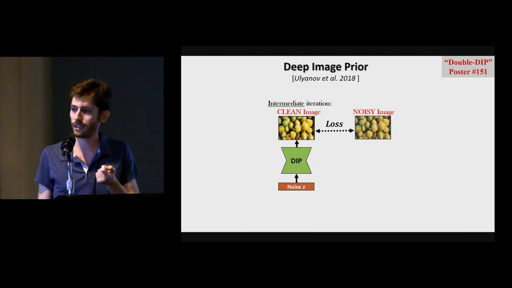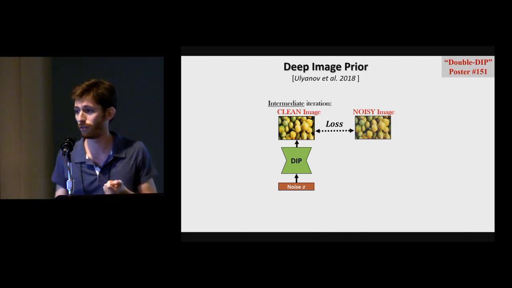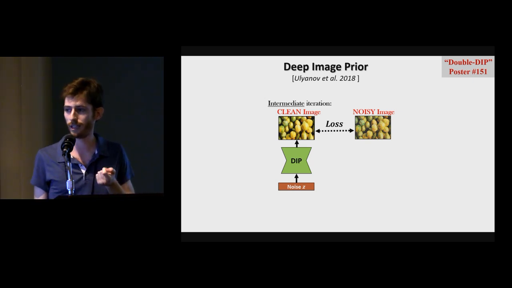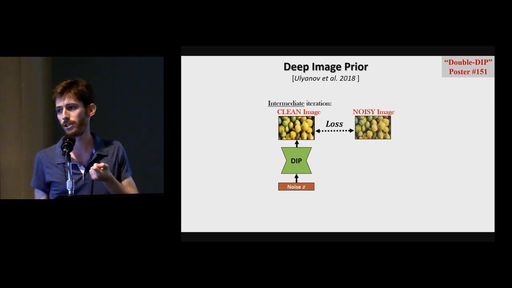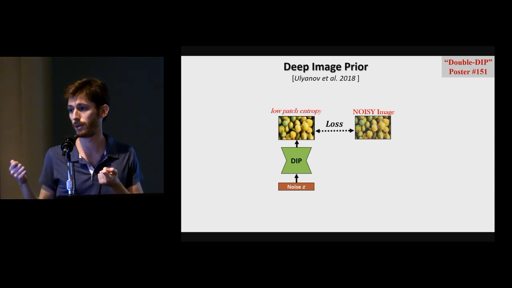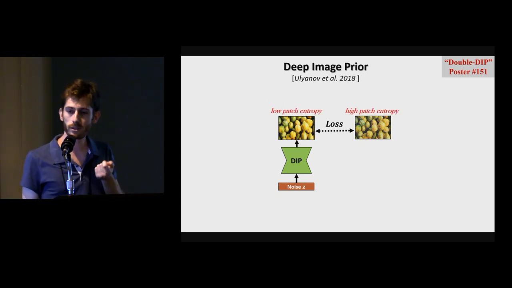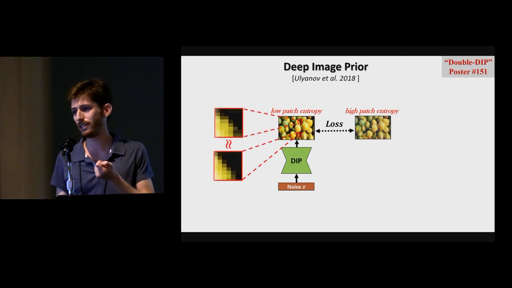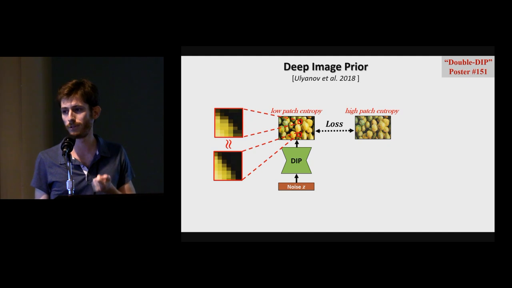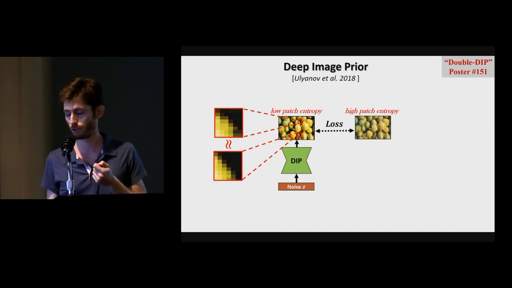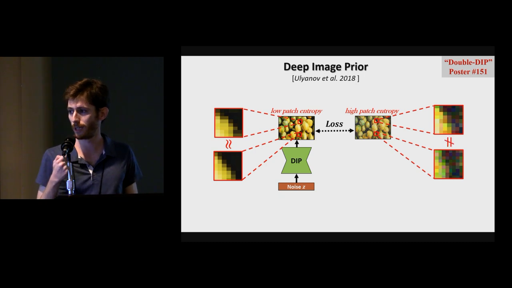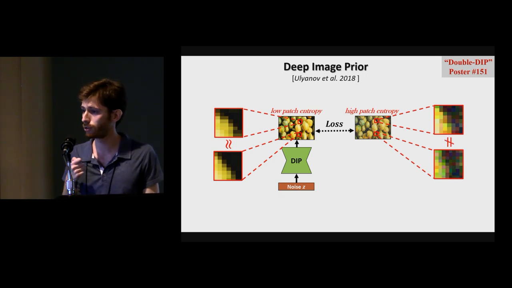But why is it easier for the network to produce a clean image over the noisy one? We attribute it to the fact that in the clean image, there is lower patch entropy than in the noisy image. There is a lot of patch repetition inside a single natural image. It is easy for a fully convolutional network to produce similar patches across the image. But in the noisy image, those patches are no longer similar, making it more difficult for the network to produce them.